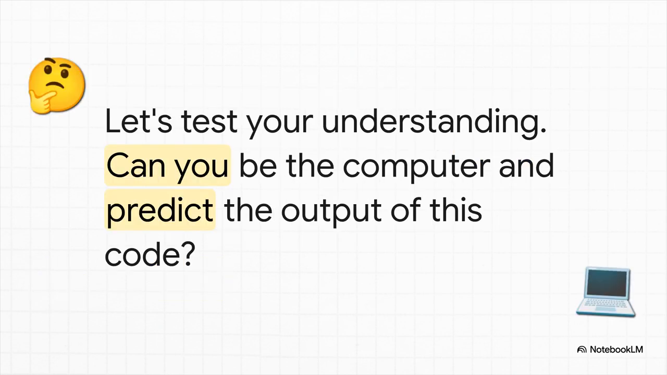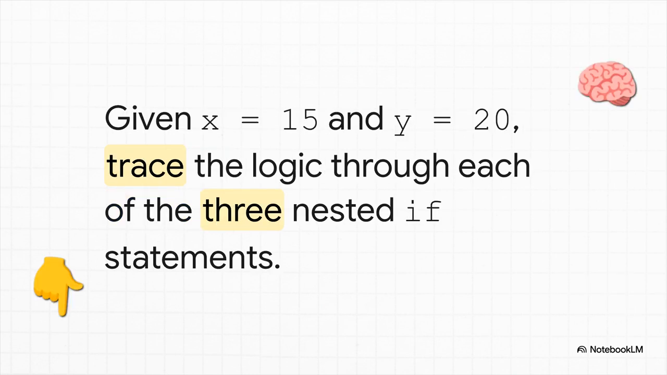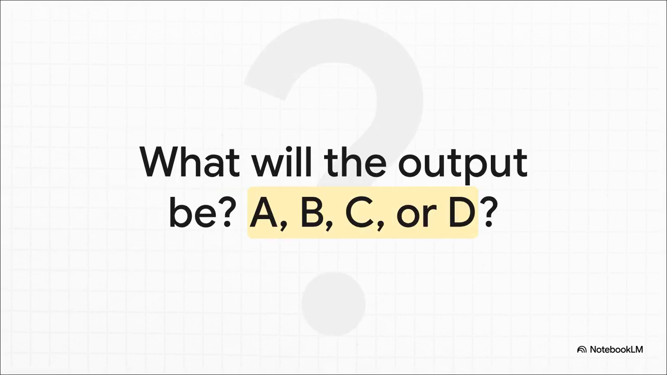All right, you've seen how it works. Now it's your turn. Time for a quick challenge. I want you to play computer for a second and guess the output of this next bit of code. Okay, here it is. X is 15, Y is 20. Take a really close look at the indentation. We've got 3 levels of nesting here. I want you to trace the path, check by check, and figure out what gets printed. So, what do you think? Is it going to be A, B, C, or D? Seriously, feel free to pause and think about it for a second before we reveal the answer.